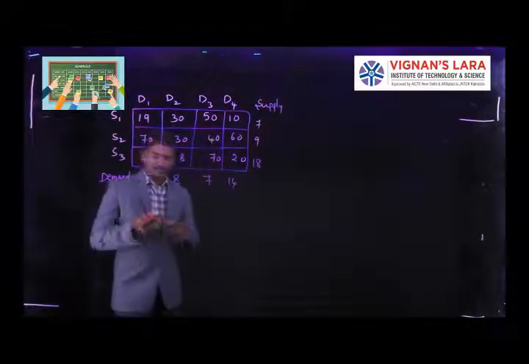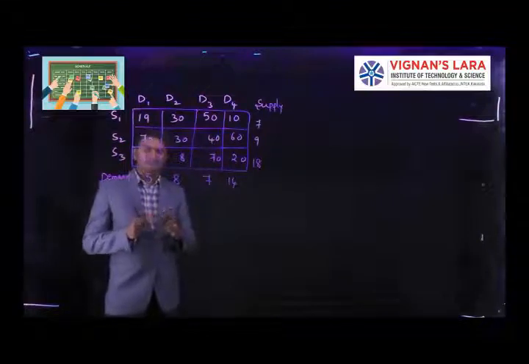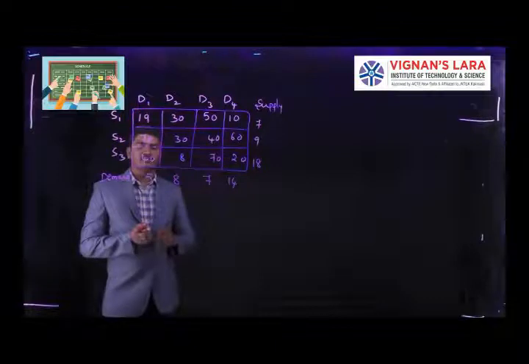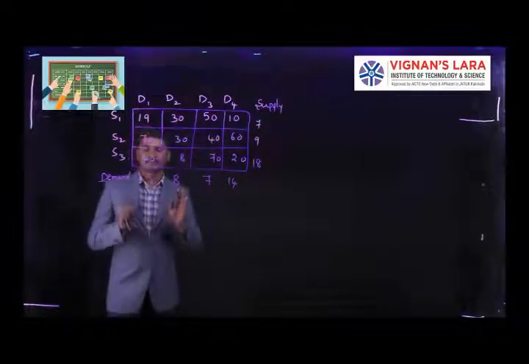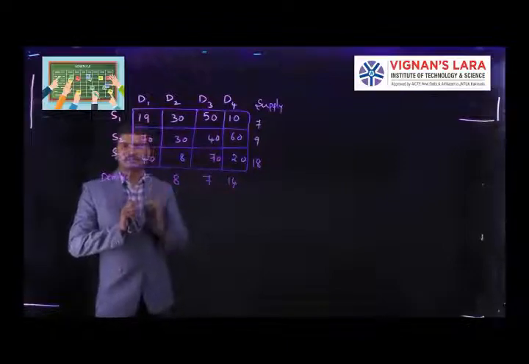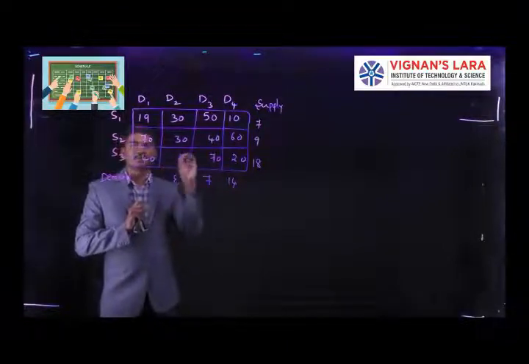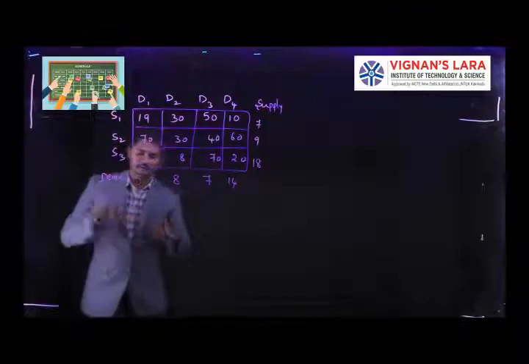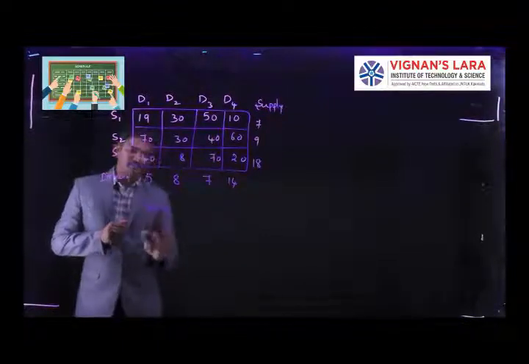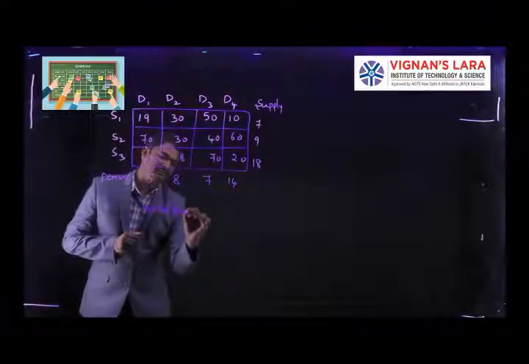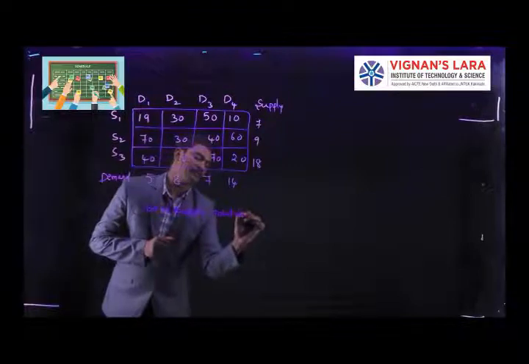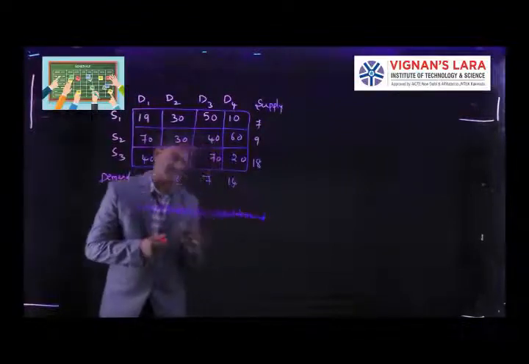Here, first, whether we solve a transportation problem by the northwest corner method or any other method, we have to check the rim condition. We have to check whether the given problem satisfies the rim condition or not. The rim condition means the total supply is equal to the total demand. This is called the rim condition.